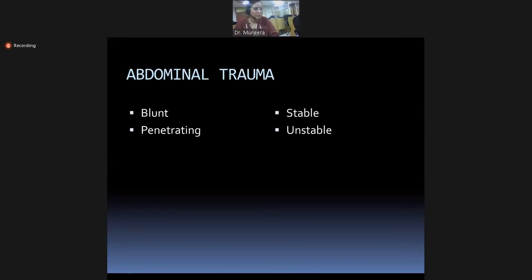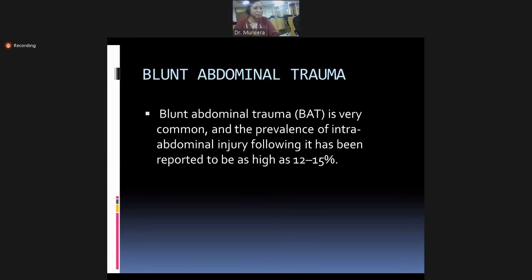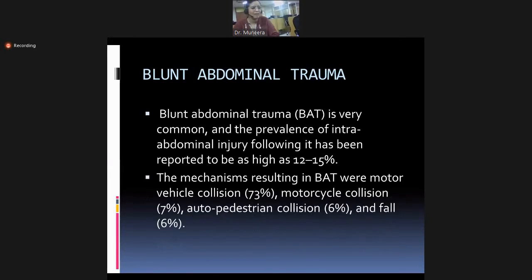Now, coming to blunt abdominal trauma. Blunt abdominal trauma is very common, and the prevalence of intra-abdominal injury following it has been reported as high as 12 to 15%. The mechanisms resulting in blunt abdominal trauma were motor vehicle collisions, which account for 73%, followed by motorcycle collisions at 7%. Then come auto-pedestrian collisions with 6%, and history of fall, which accounts for 6%.